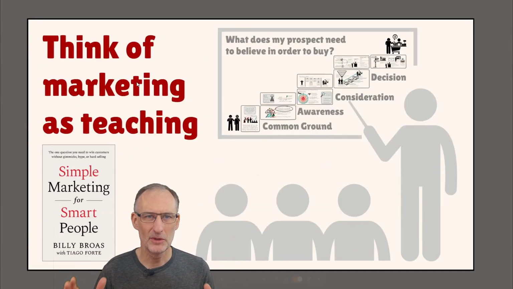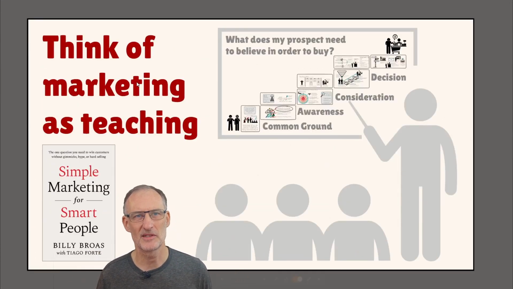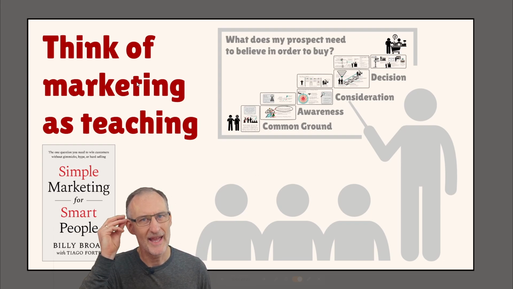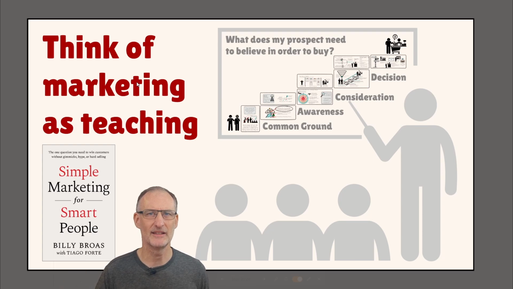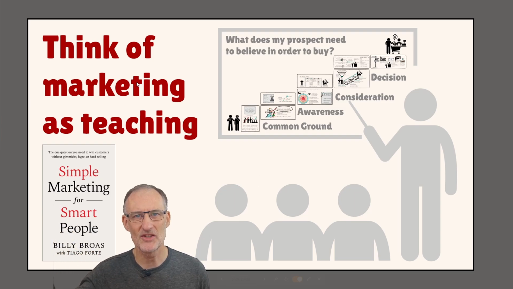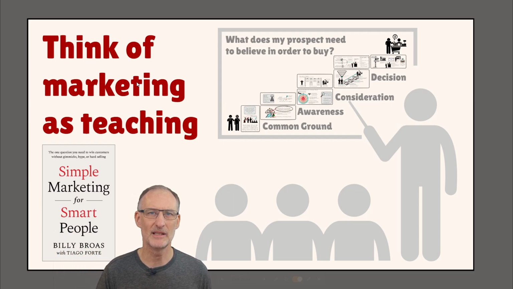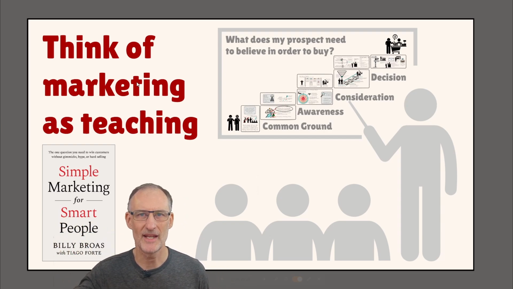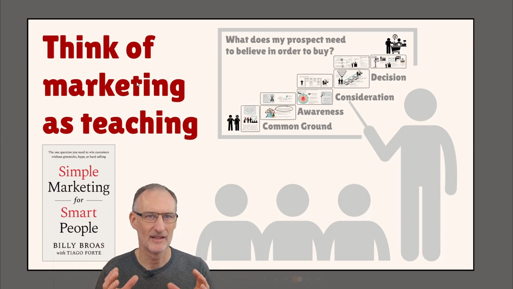So that concludes my summary of simple marketing for smart people. Think of marketing as teaching people. Have this core question in mind: what does my prospect need to believe in order to buy? And lead them through these stages, these steps of belief building, starting from a common ground, from an agreement, through awareness, consideration, and decision. Now, let me step back a bit and show you what's behind the scenes.